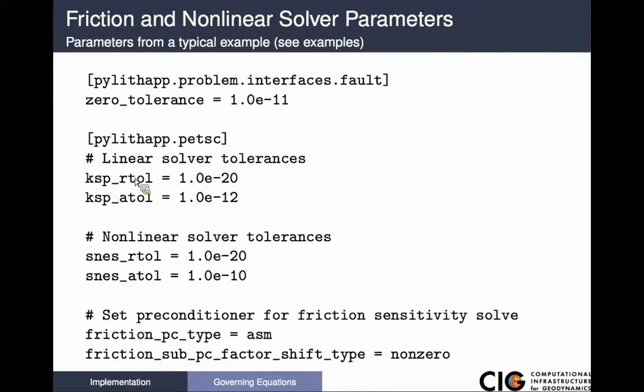For the nonlinear solve, we do the same thing for the relative tolerance, but then we back off the absolute tolerance. So the nonlinear solve should always have a less stringent criteria than the linear solve and the zero tolerance in between. And that inner solve also can have its own preconditioner, and so here are the settings that we often use in our friction problems.